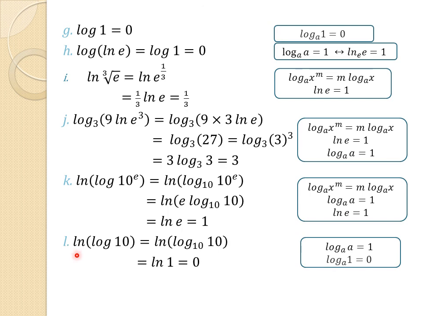The last one, L, this is ln logarithm 10. Again, the value of the base is 10. So here it is. 10 and 10 are equal. Thus the logarithm inner value is 1. And ln 1, just like any other logarithm, when the value is 1 for any base, the result is 0.